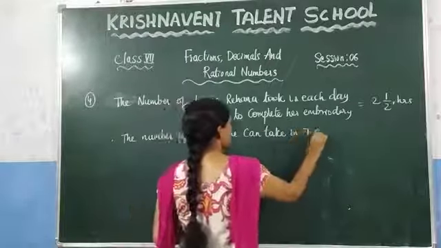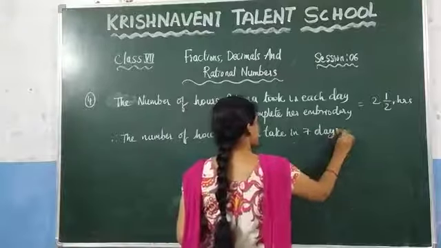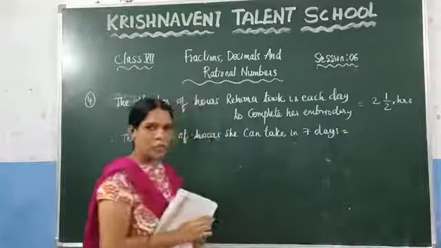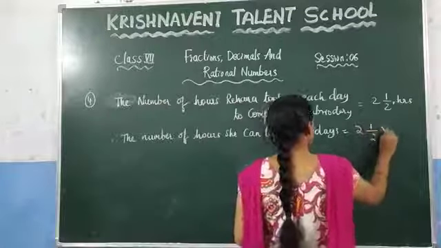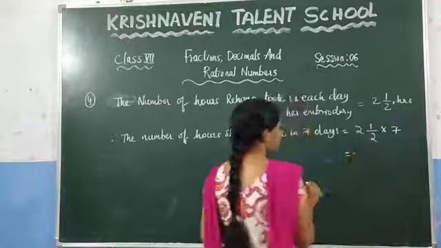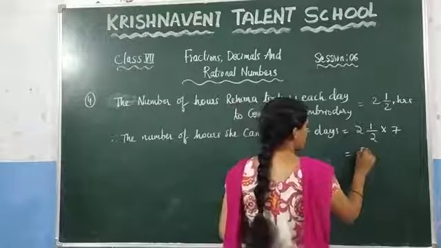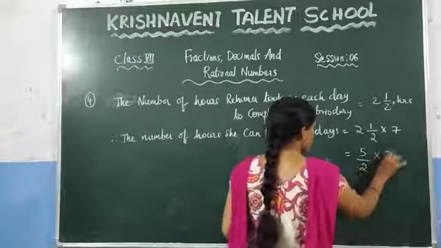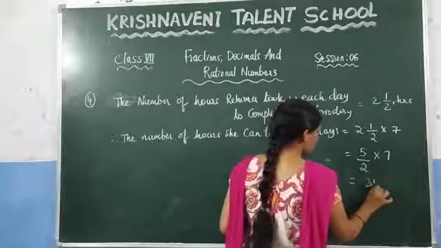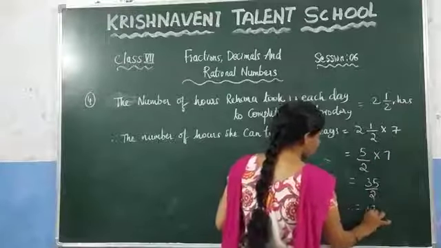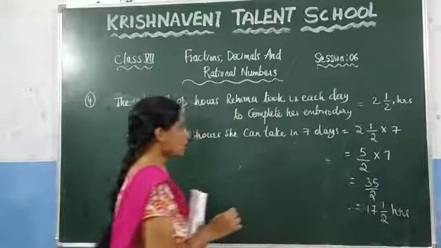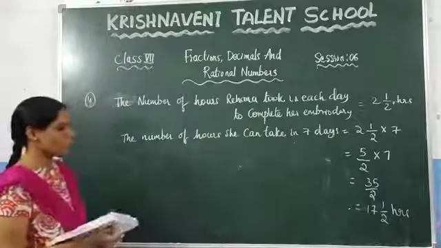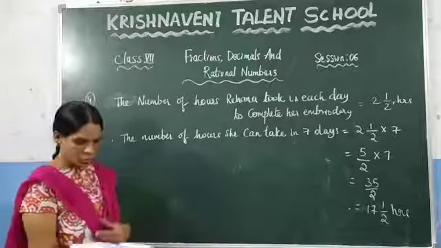in 7 days. If you want to calculate in 7 days, what we need to do is just multiply those two values. So multiply here 2 1/2 into 7. Just convert this one. 2 2s are 4 plus 1, which is 5/2 into 7. We are multiplying the numerators. You are getting 35/2. Just now you calculated, you will get 17 1/2 hours. So here, how many hours you need to take to complete her embroidery is 17 1/2 hours.